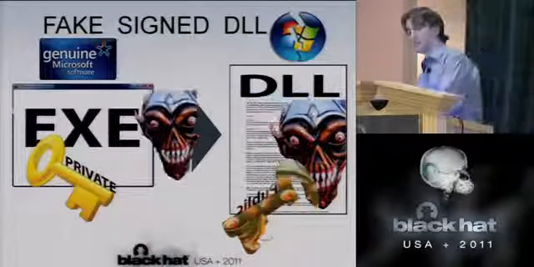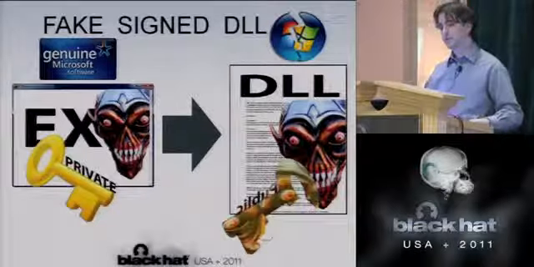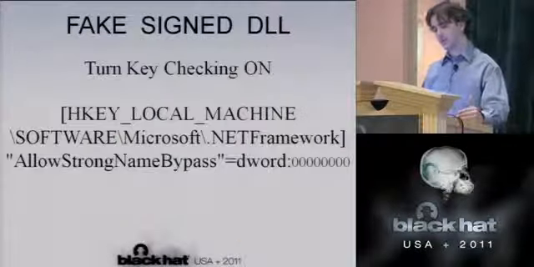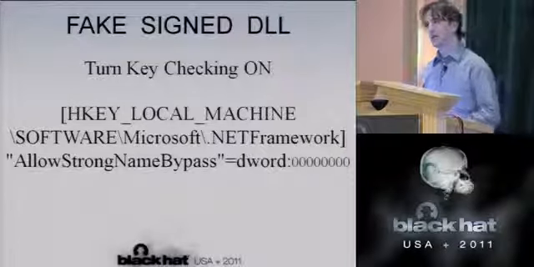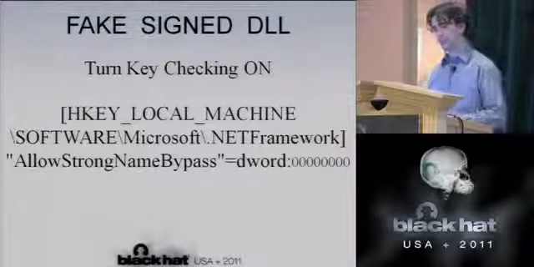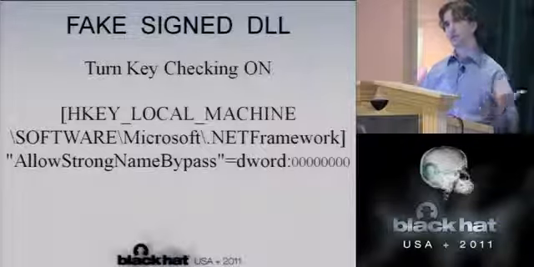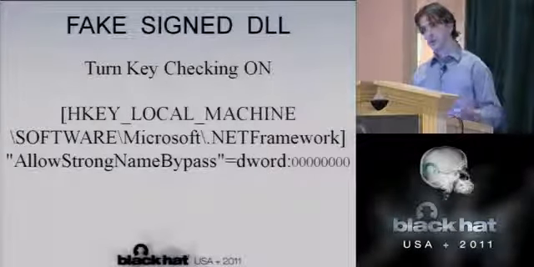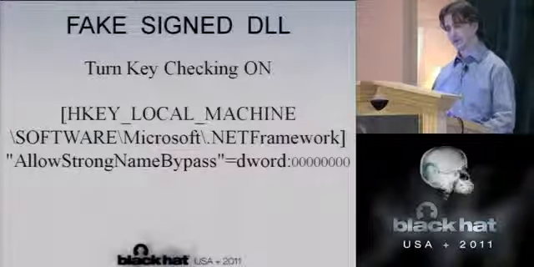This allows you to have an infected DLL infect a properly signed executable. So you don't have to infect the executable, just the DLL that it calls. This is how you turn public key checking on. It's a simple registry key. You set allow strong name bypass to 0, and now it's not bypassing the strong name.